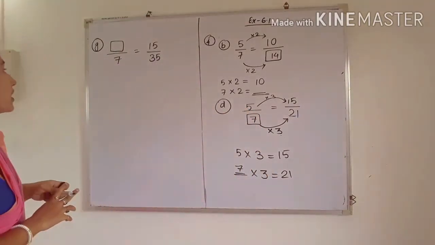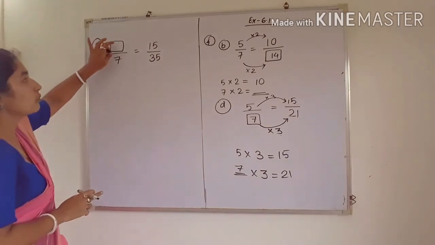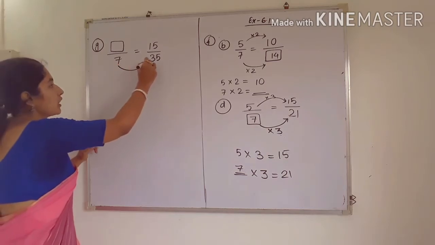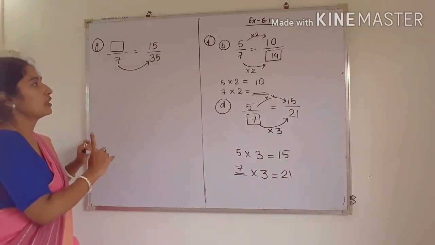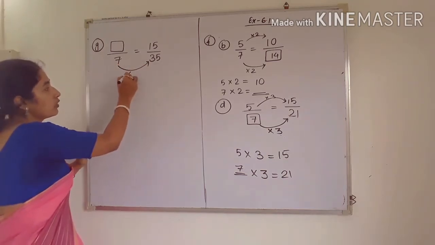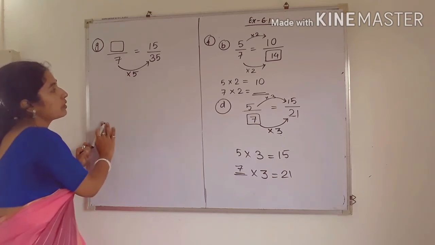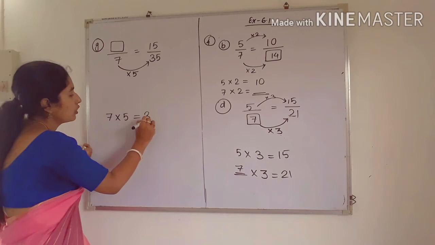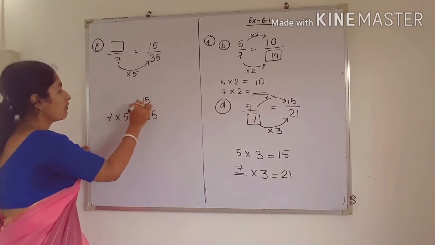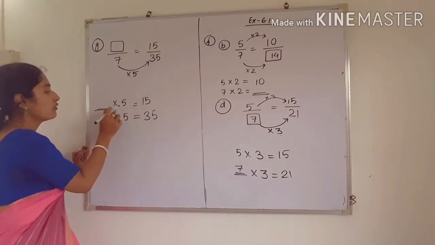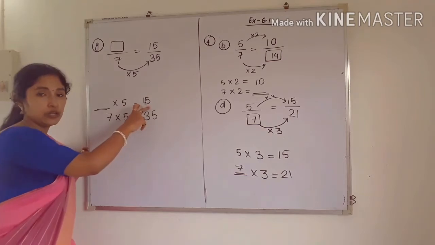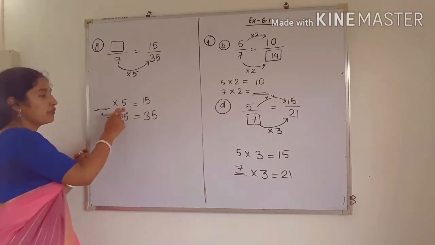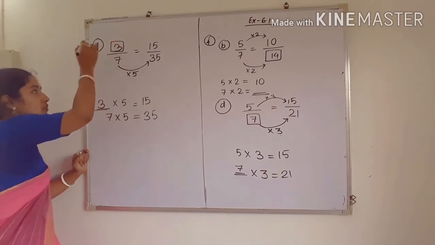Next, come to number G. Here the numerator is not given, so you have to use the denominator. See, a smaller number is converted to a bigger number, that means 7 is converted to 35. So what are we doing here? We are multiplying by 5. So in the denominator we are multiplying with 5, that means in the numerator also we have to multiply with 5. Which number will we multiply with 5 to get 15? You can divide 15 by 5 to get this answer. 15 by 5 is 3. So the answer is 3.